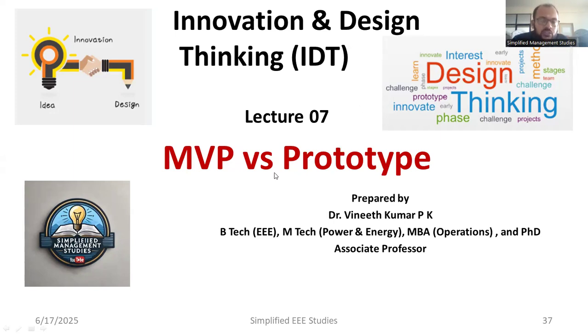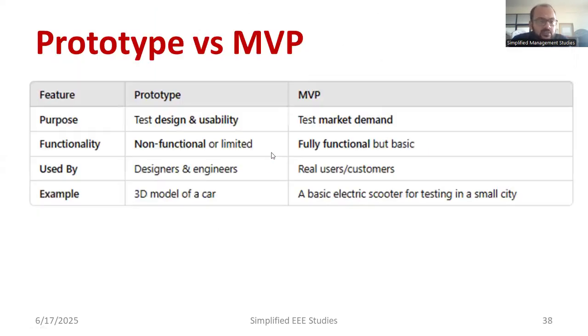In this session, I'm going to discuss the difference between MVP and a prototype. We already discussed the meaning of MVP in the previous session. So let us compare MVP with respect to prototype in a simple and easy fashion. We are going to compare the features according to the purpose, functionality, user, and example. These are the different features we are going to consider for comparison of a prototype and a minimum viable product.